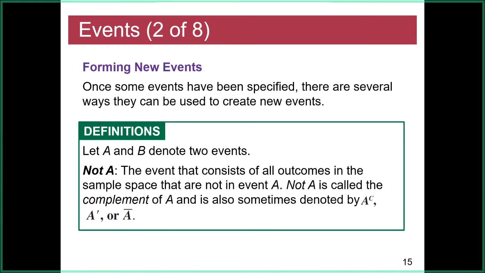We could do it with, let A and B denote the 2 events. The event not A would be the event that consists of all outcomes in the sample space that are not in event A. So not A is called the complement. There's a couple notations. You have the not A, you have the A with the C, you have the A prime, which is read not A, or A with a bar over it. That bar is also read as complement. So A complement or complement of A.